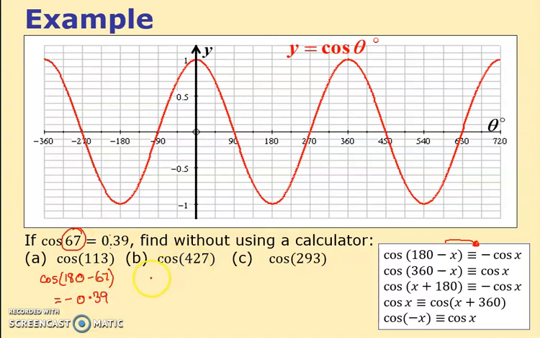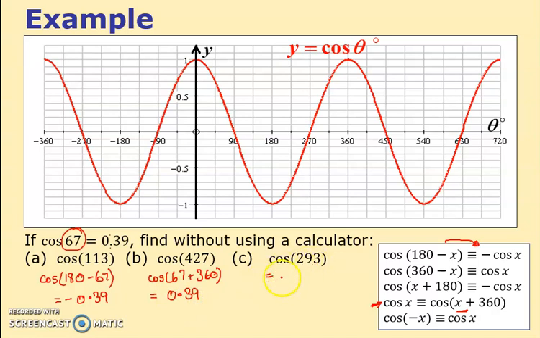Cos of 427. Well, that sounds to me like this one. I could take my 67 and add 360 on. That will give me 427. So really you're just playing around with ways to make the number you get. Now what's it giving me? It says that's the same as cos x. So cos x, well, it was 0.39, so it's still 0.39, no negative involved. It'll either be the positive or negative version of what they started with.